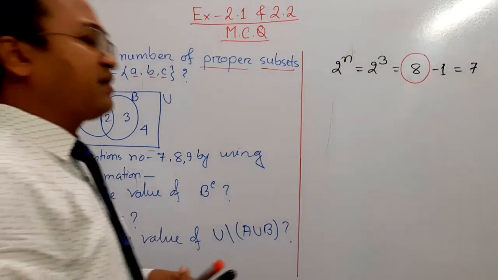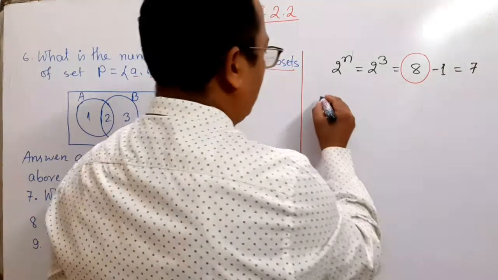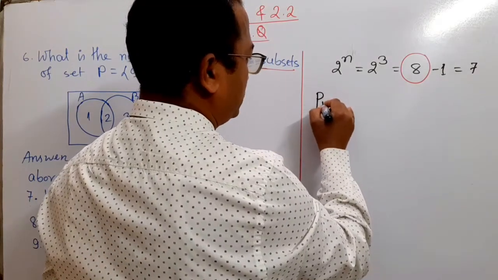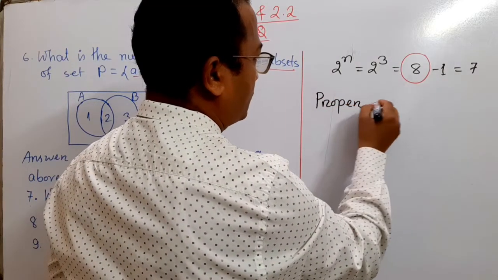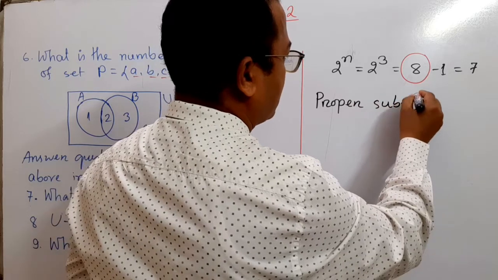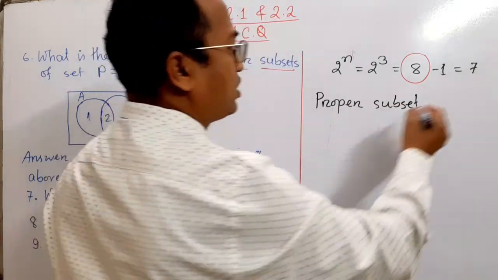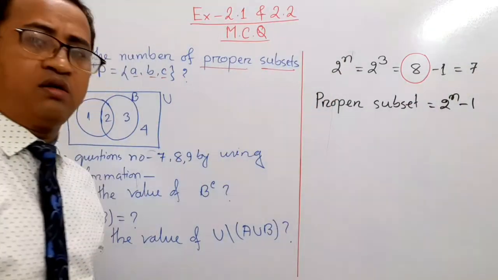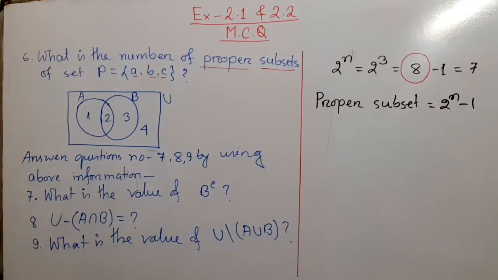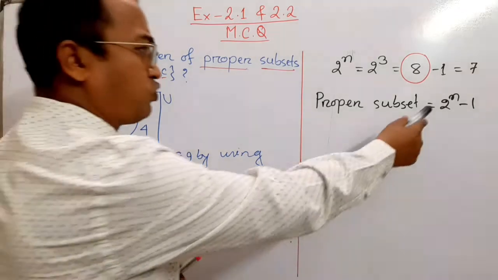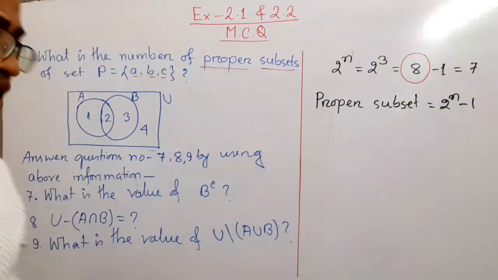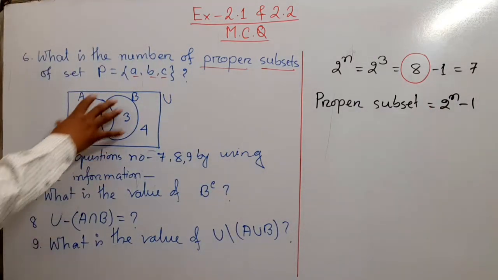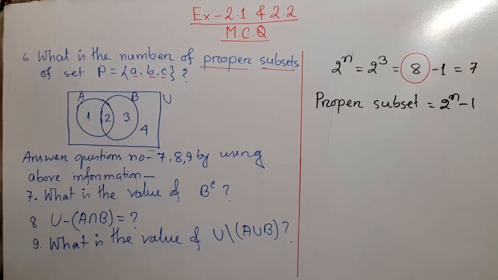So we can write the formula like this also. The number of proper subsets is equal to 2 to the power n minus 1. So keep it in your mind, the number of proper subsets will be 2 to the power n minus 1. Now observe this Venn diagram.